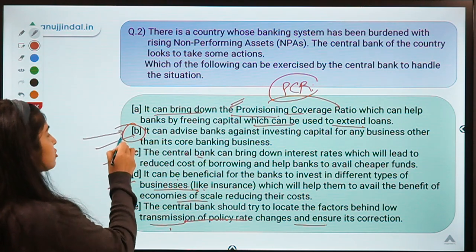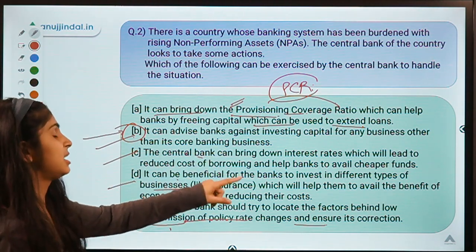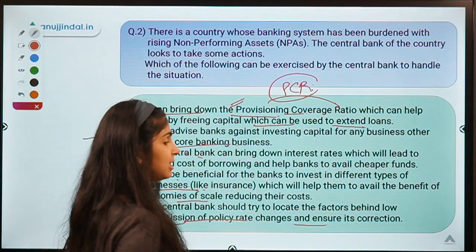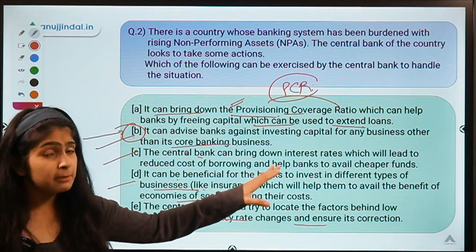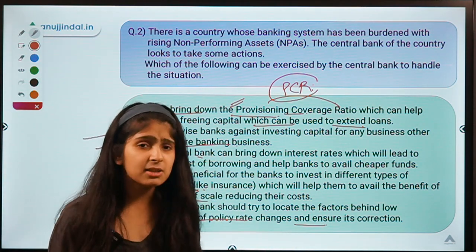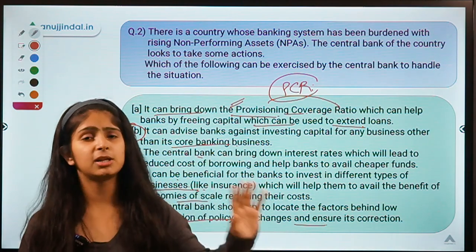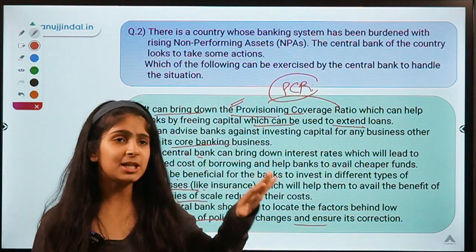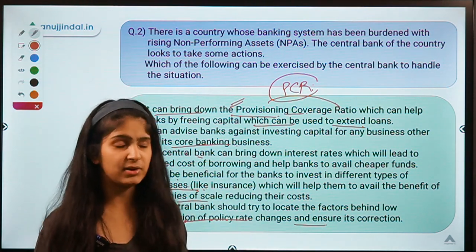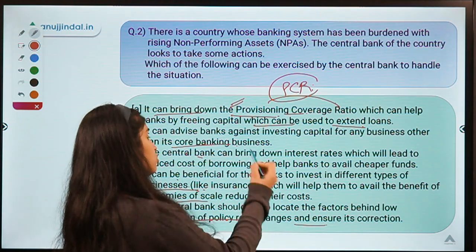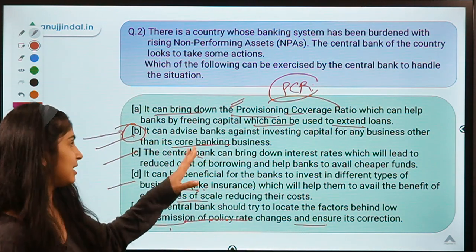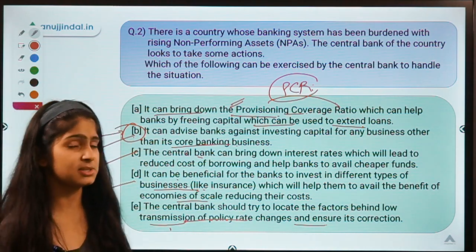That is why the best option is going to be advising banks against investing capital in any business other than its core banking business, because the central bank does not want commercial banks to take any sort of risk. If they invest somewhere where they are going to make more losses, then this burden of NPAs is going to be amplified. That is why it is best in this situation not to take risk and stick to something that these banks know best, that is, their core banking business.